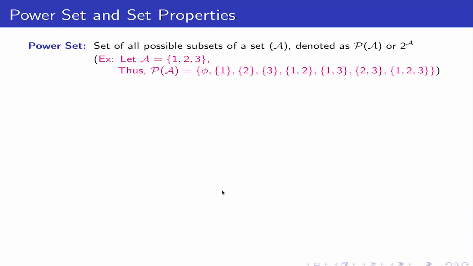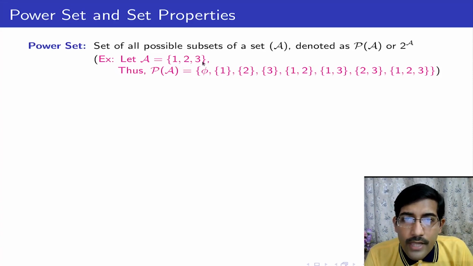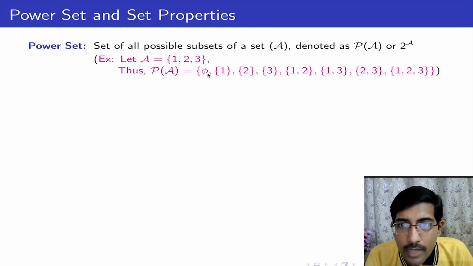The power set of a set is defined as the collection of all possible subsets of that set, and we denote it using P of A or sometimes 2 to the power A. So if A is 1, 2, 3, then try to find out all possible subsets. One subset is null, another subset could be 1, 2 and 3 and so on. So the power set of A will be the collection of all subsets inside it.